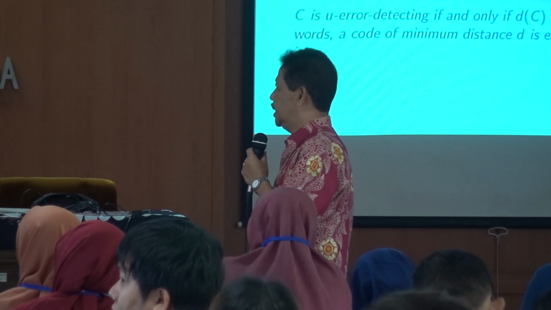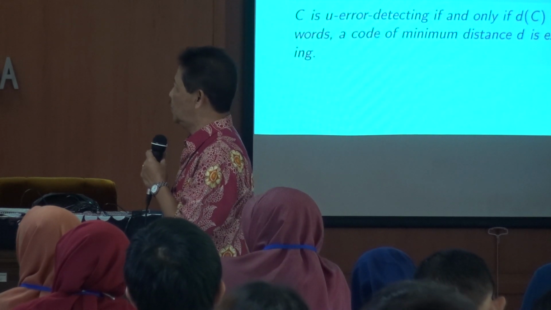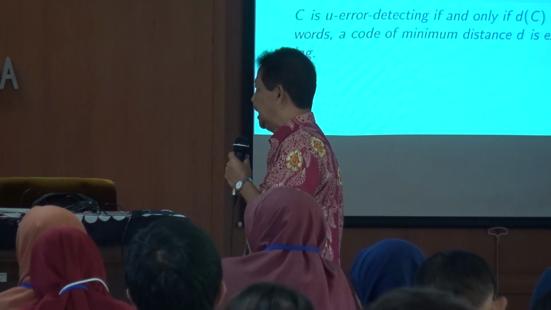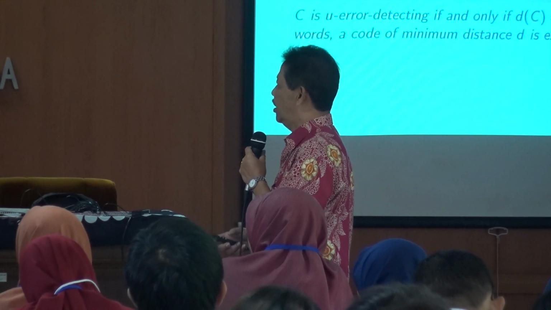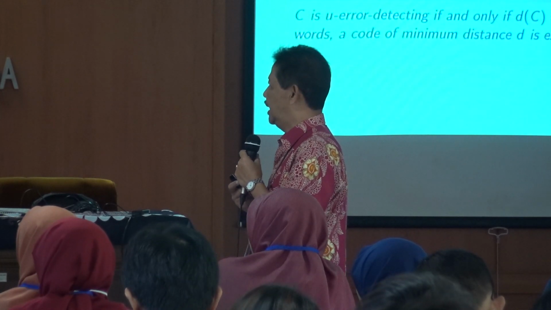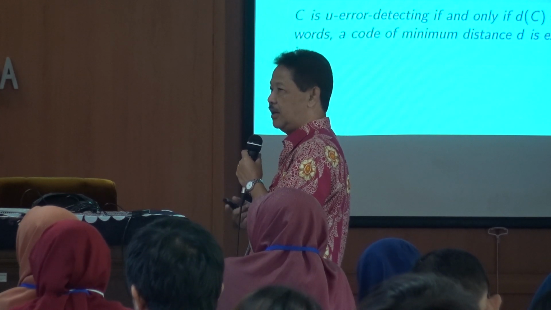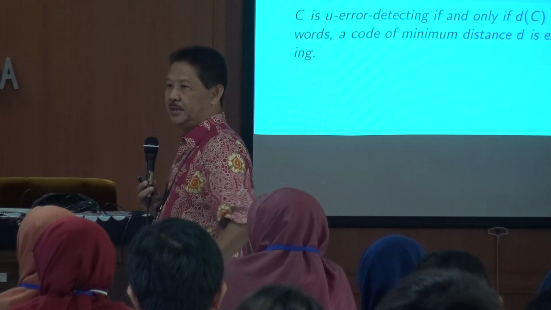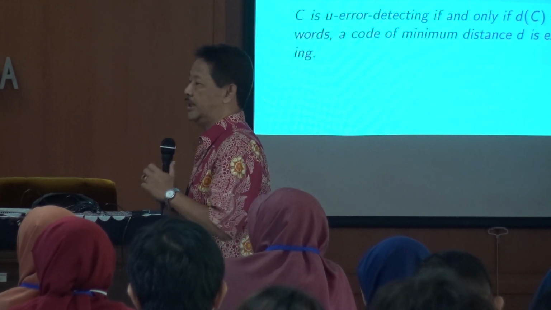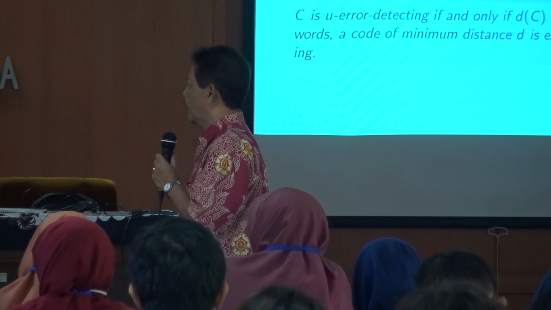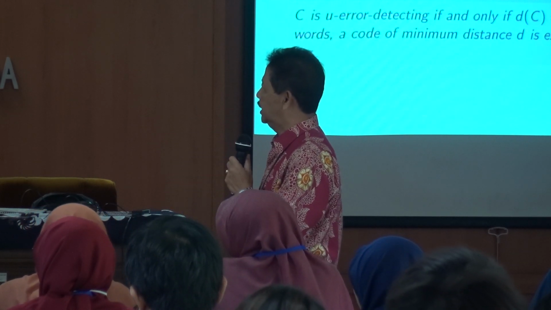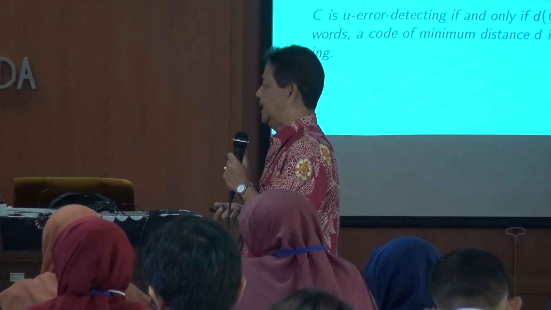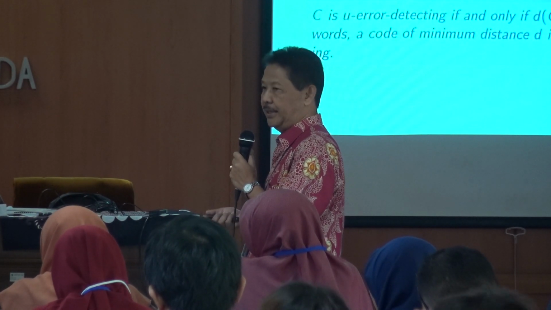And the theorem says that if C is u-error detecting, then the distance of C is greater than or equal to u plus 1. And if the distance of C is greater than or equal to u plus 1, then C is u-error detecting. In other words, a code of minimum distance d is exactly (d minus 1)-error detecting.